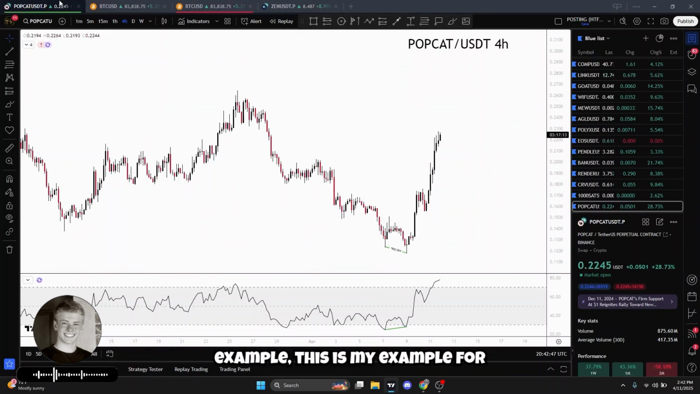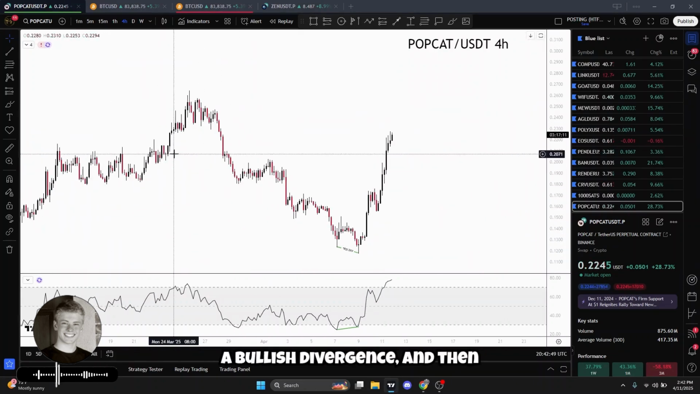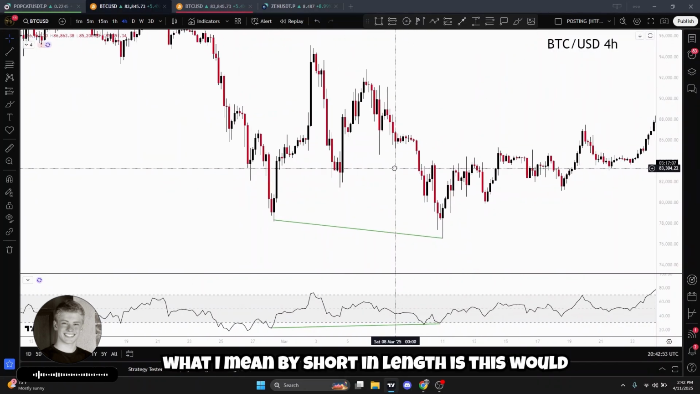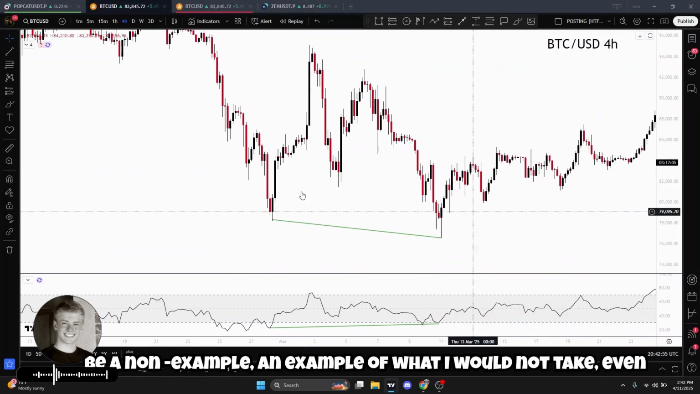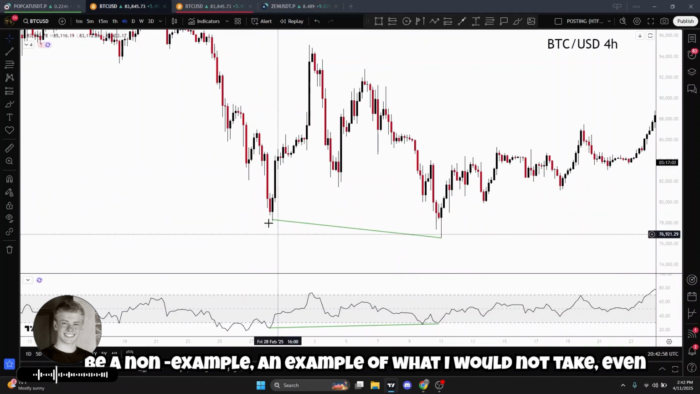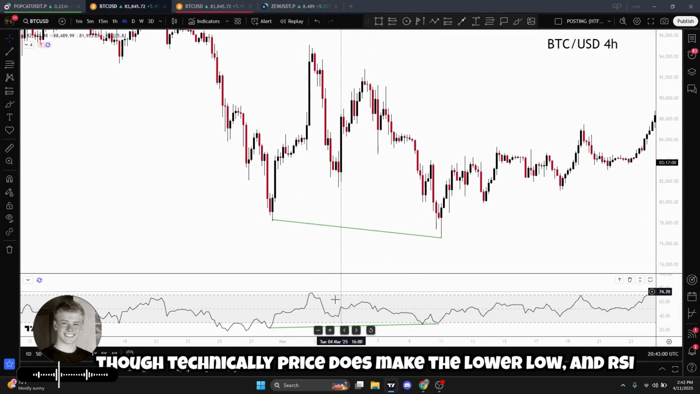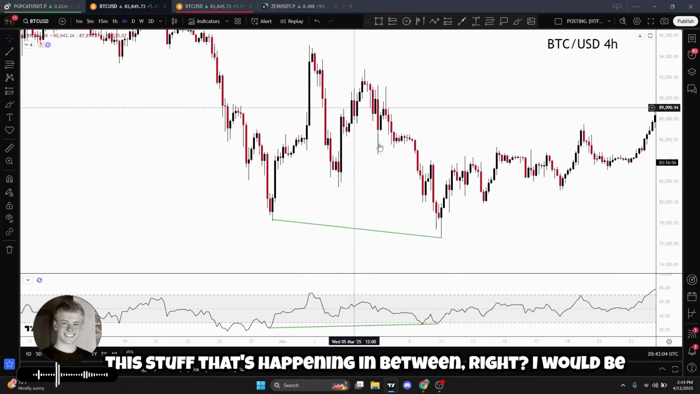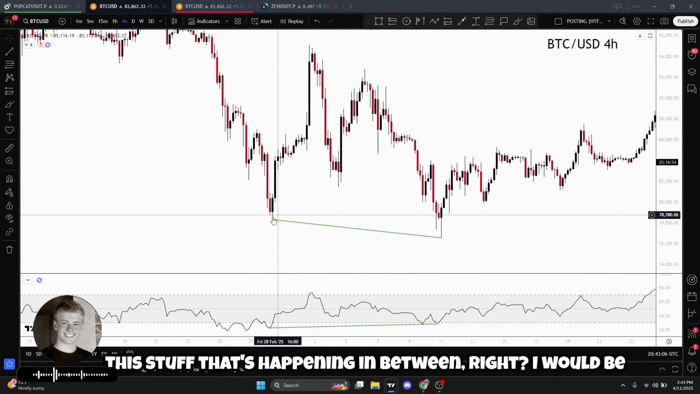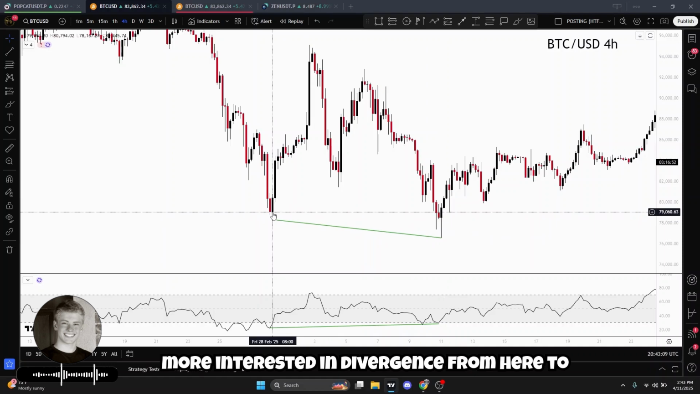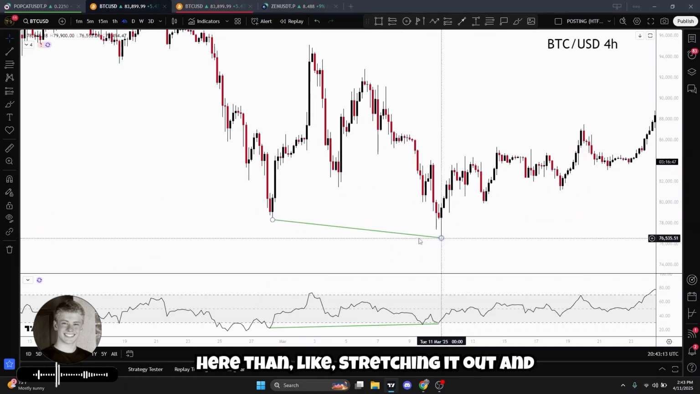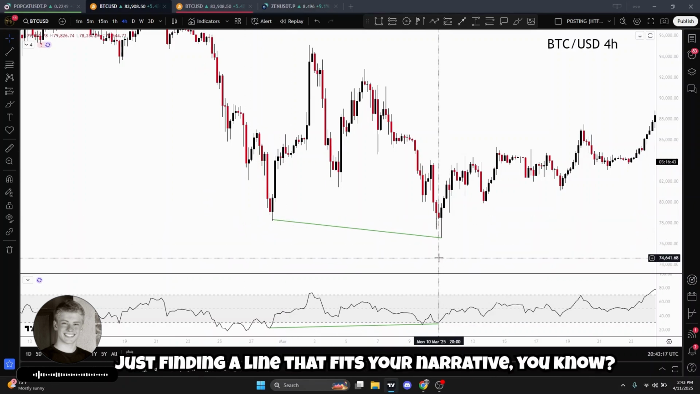For example, this is my example for a bullish divergence, and what I mean by short in length is this would be a non-example, an example of what I would not take, even though technically price does make the lower low and RSI does make the higher low from here. But look at all the stuff that's happening in between, right? I would be more interested in a divergence from here to here, or here to here, or here to here, than stretching it out and just finding a line that fits your narrative, you know?